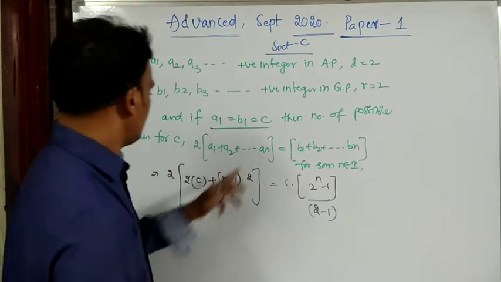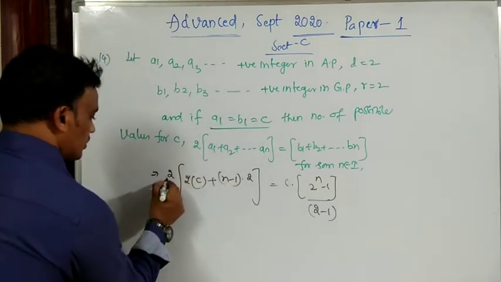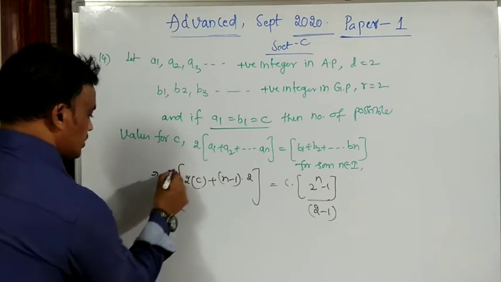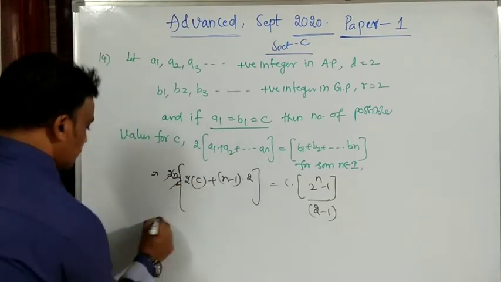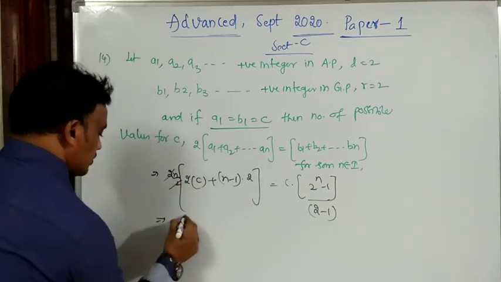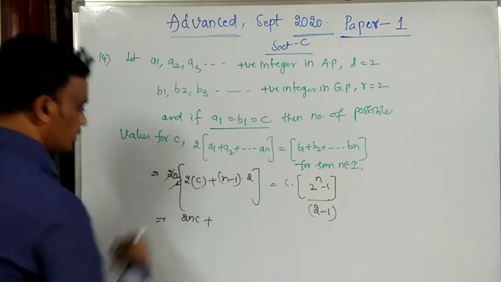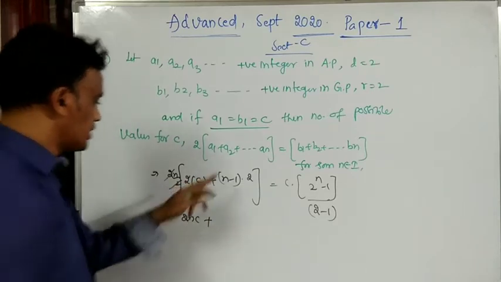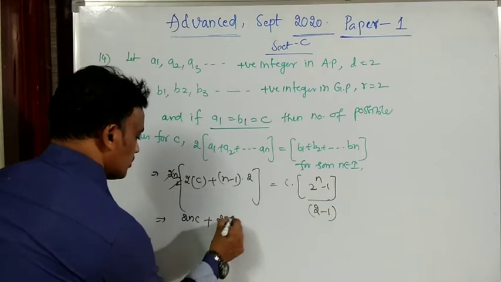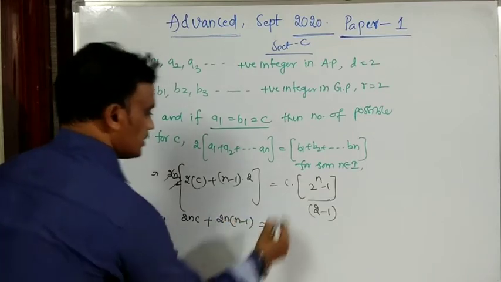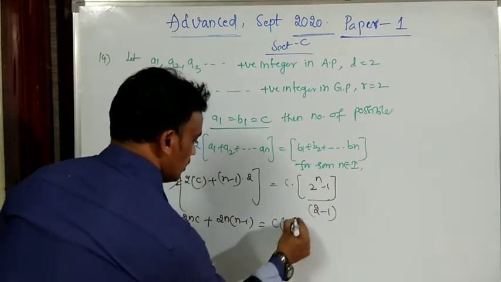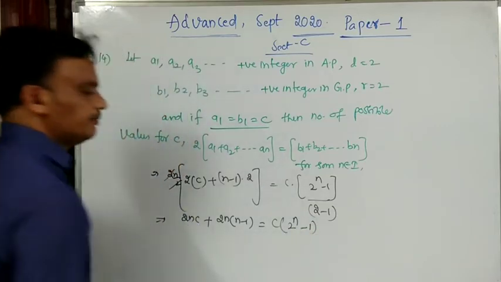This n/2 is there, and the 2 times n/2, these two get cancelled. Simplifying this term, it is 2nc. Next, 2n times (n - 1). On that side it is c times (2^n - 1).